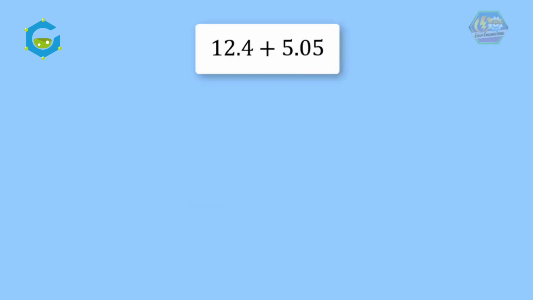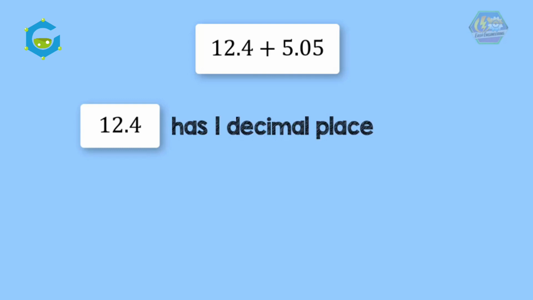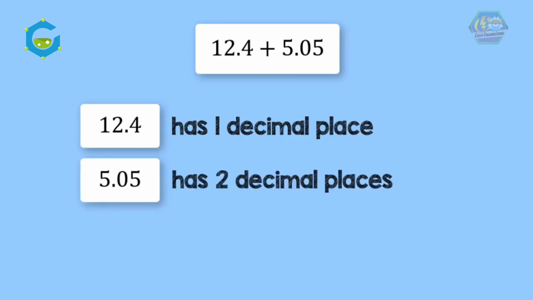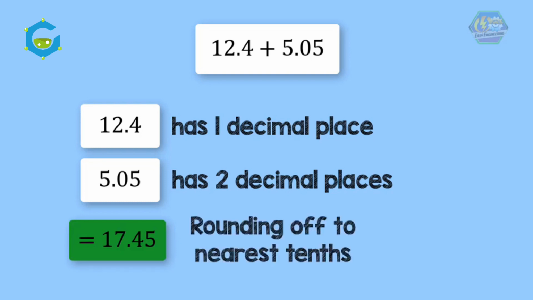For example, 12.4 plus 5.05. 12.4 has 1 decimal place and 5.05 has 2 decimal places. Our answer should be reported to the least number of decimal places, which is 1. Now we have 12.4 plus 5.05 is equal to 17.45. Then round off to the nearest tenths, we have 17.5. Now the answer is 17.5.